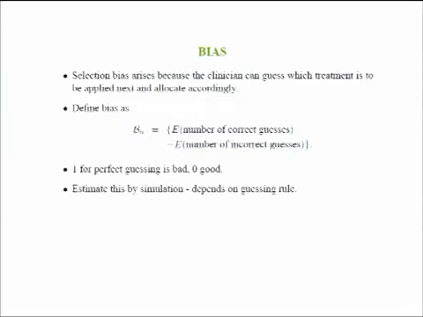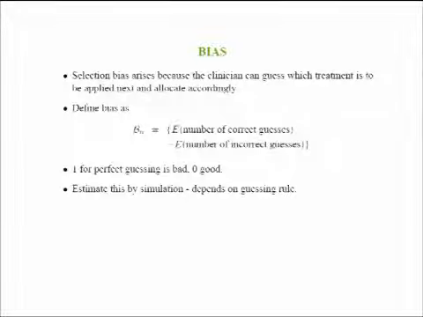However, the reverse to that is bias. Selection bias arises because the clinician can guess which treatment is to be applied next and perhaps allocate accordingly. So we can define bias, for each n, as the expected number of correct guesses minus the expected number of incorrect guesses. So 1 is bad. That means you can guess perfectly well. 0 is the best you can do and be sensible. Of course, you can get negative values if you make silly guesses.